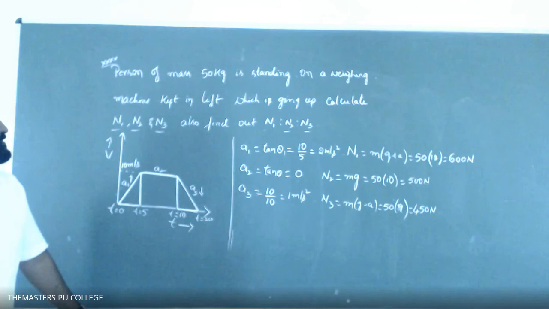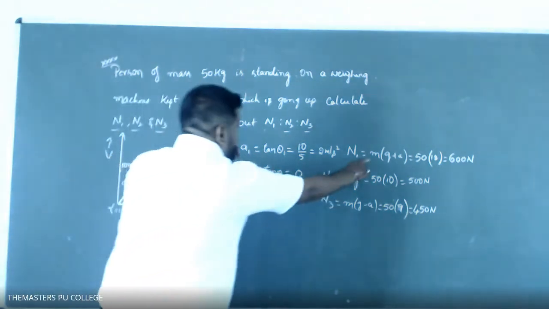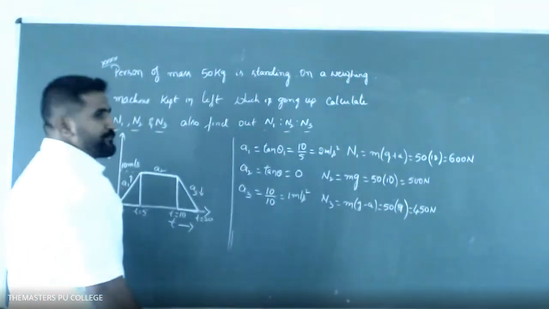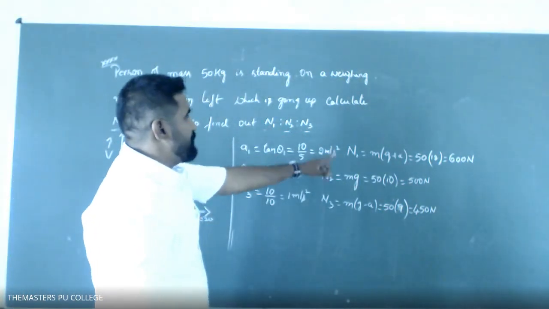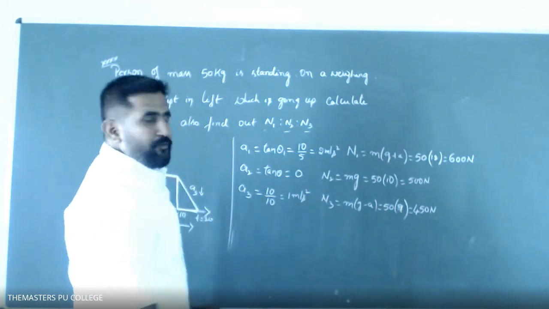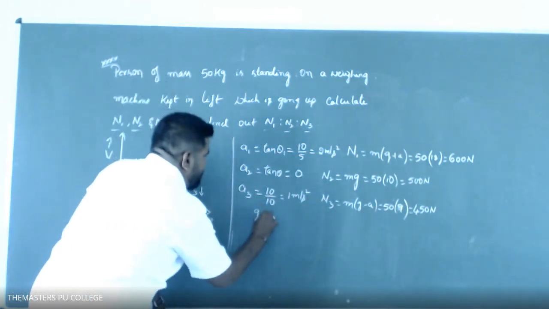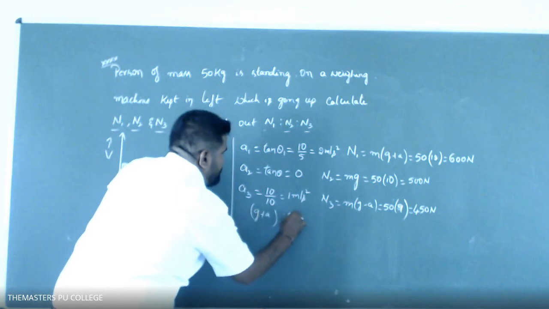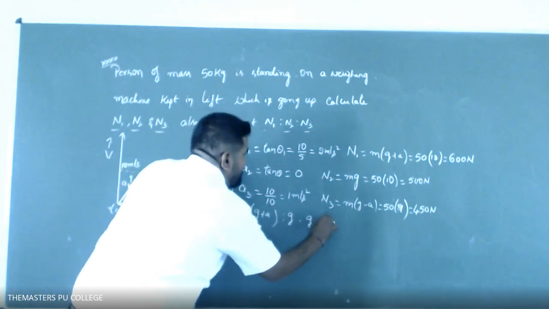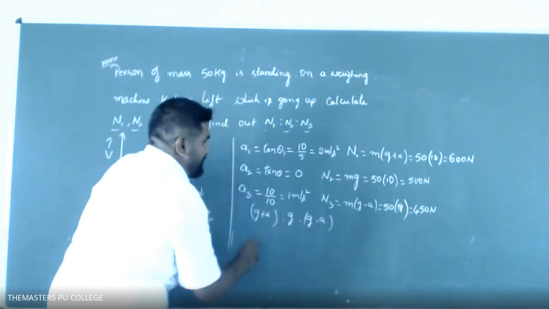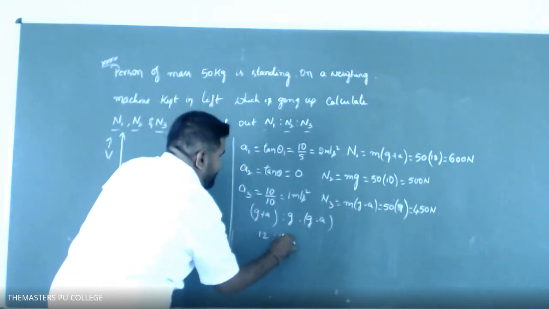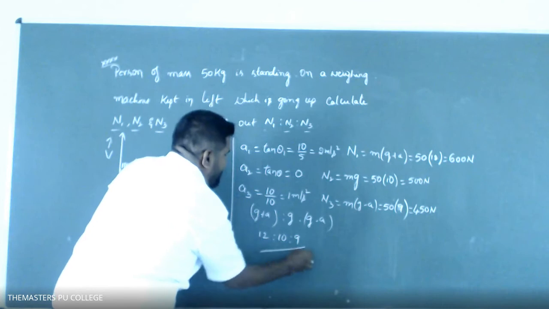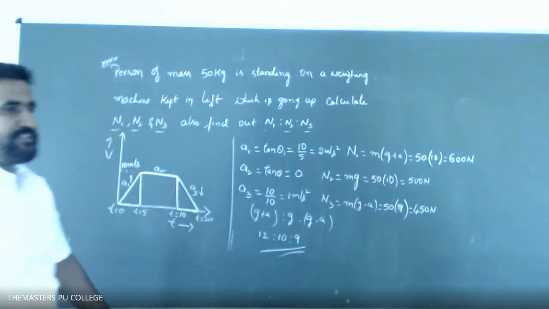They have asked for the ratio of N1, N2, N3. If they ask you to find the ratios, M cancels, right? What remains is G plus A is to G minus A. N1 is to N2 is to N3 is 12 is to 10 is to 9. It cannot be divided further. Yes, that is the answer.